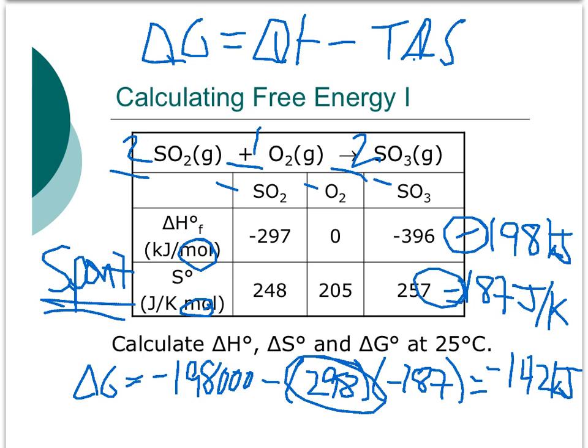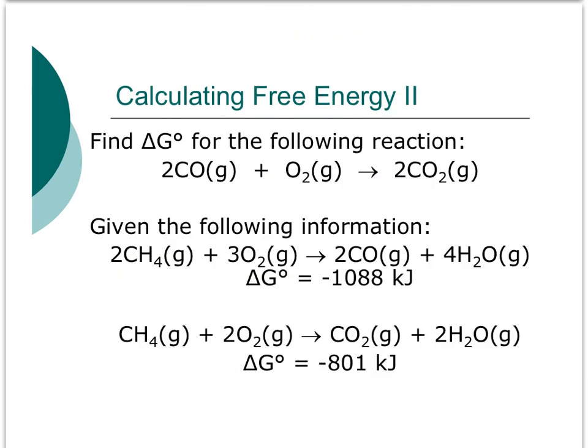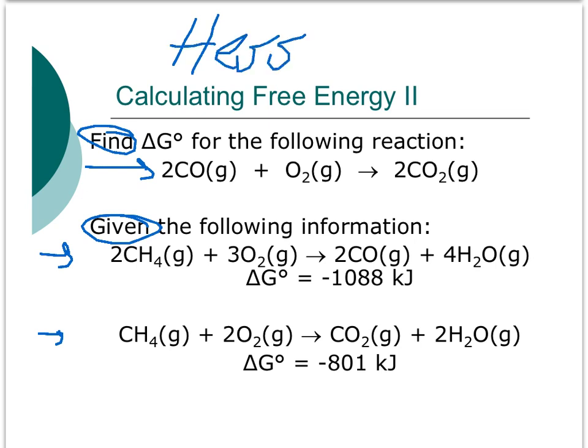All right, so that is one way to calculate free energy. Another way to calculate free energy. I'm going to try to find the free energy for this reaction given these other two reactions. Now this should sound really familiar. We're going to combine the given reactions to find the final reaction. Does this sound familiar? Have you done this before with delta H? Say it. What does it sound like? Yep, it is Hess's law.